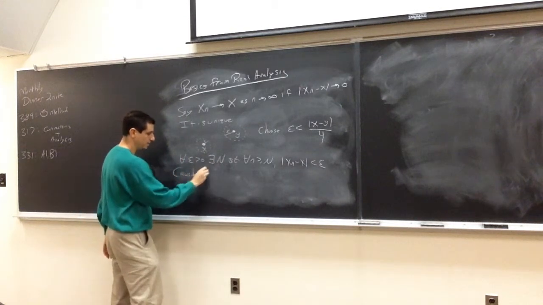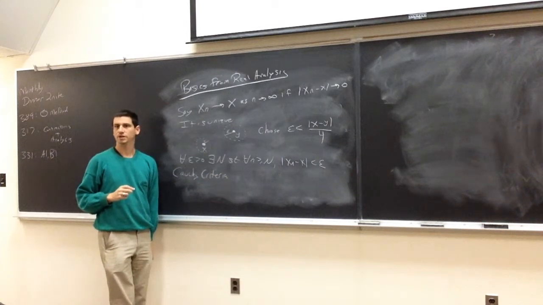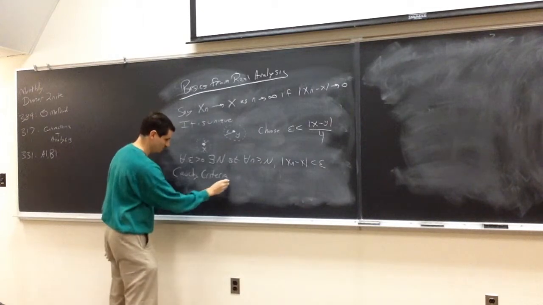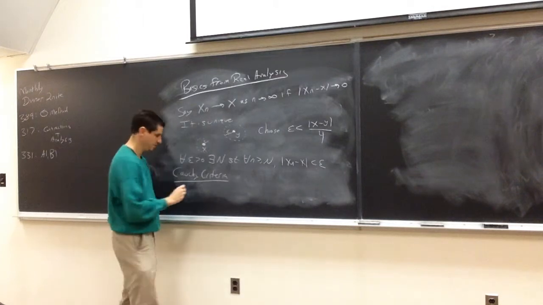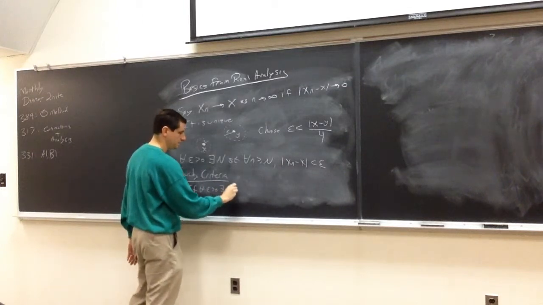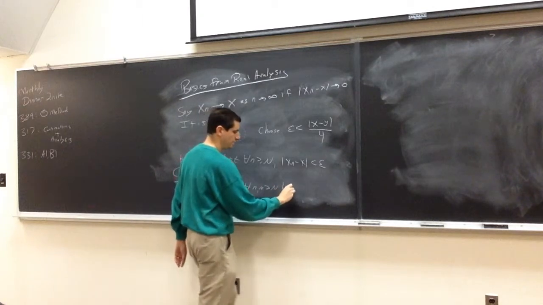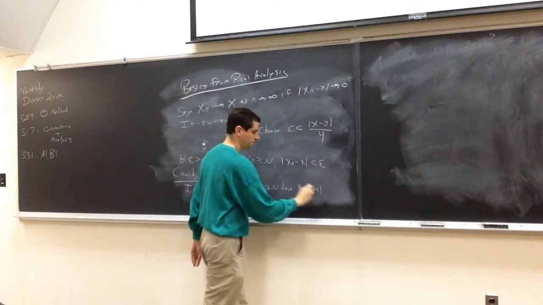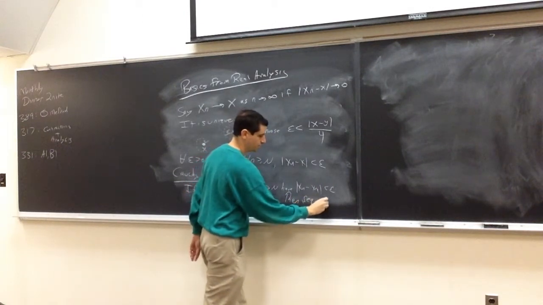How many of you have seen the Cauchy criteria? How many of you have taken real analysis but not seen the Cauchy criteria? Okay, good. Just making sure that the two sets are still equal. So the Cauchy criteria is a great way to show that limits exist. If for all epsilon greater than 0, there exists an N such that for all n, m greater than N, we have xn minus xm less than epsilon, then the sequence converges.